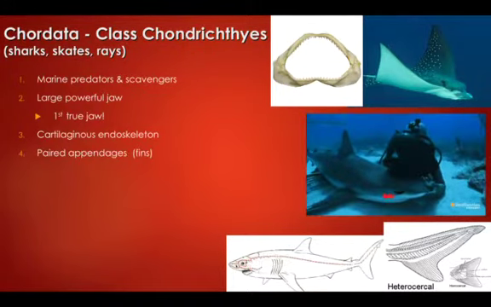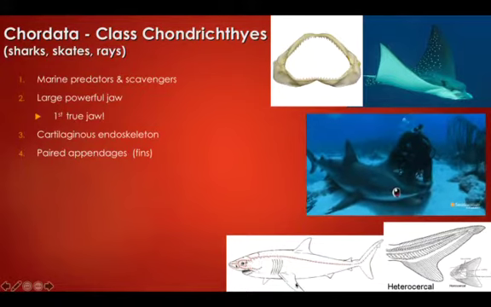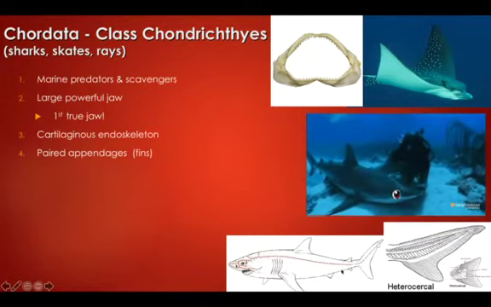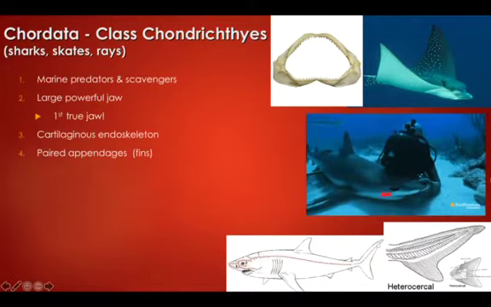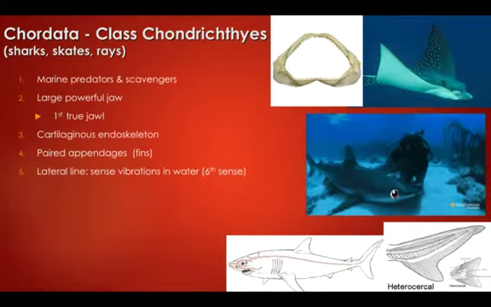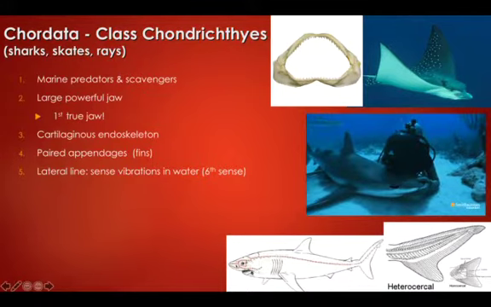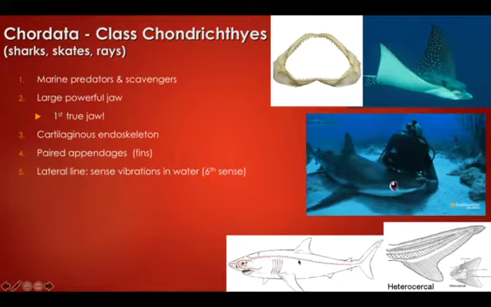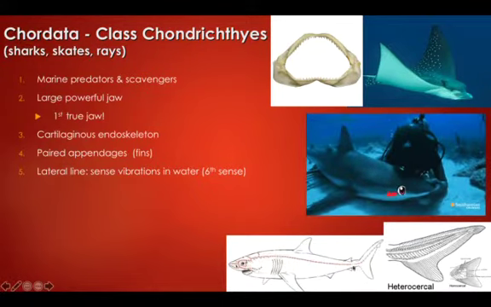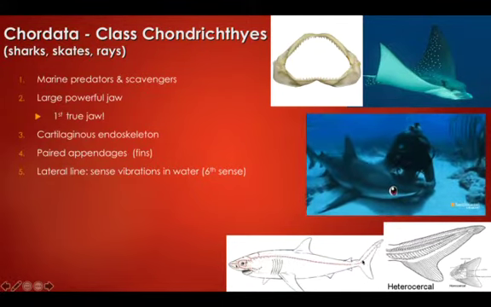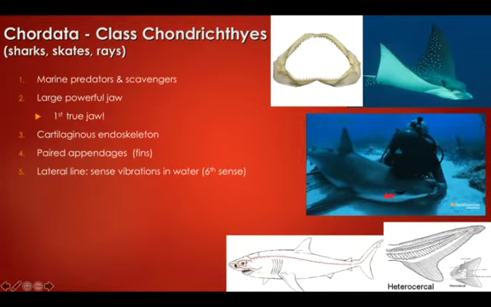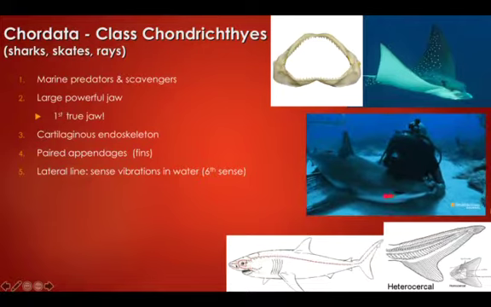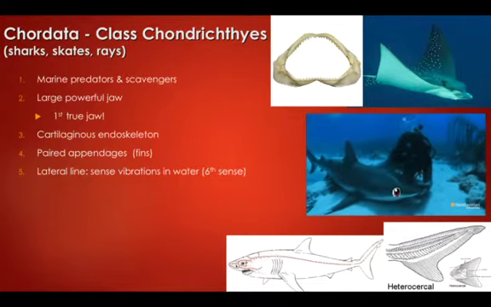They do have paired appendages, so they have a fin over here and a fin over there, a fin here and a fin on the other side, so paired appendages. They do have a structure called a lateral line. On this diagram here, that lateral line runs laterally down the body. So if you follow my cursor here, this red line is the lateral line, and it acts as a sixth sense. They can sense pressure changes in the water, and some sharks can even sense electromagnetic changes.